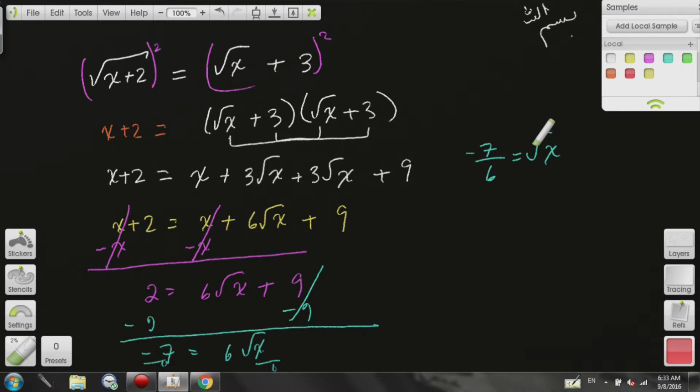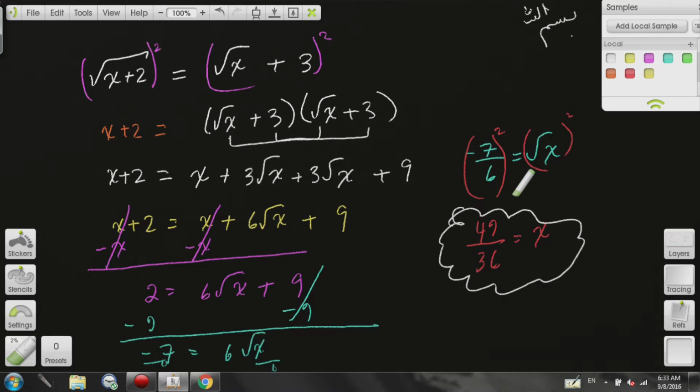Alright, now look at this. Now I have the square root here all by itself. Then I can square both sides like this. So that becomes 49 over 36 equals x. And that's how we do it. Okay, you should check these in there and then make sure you did it correctly. But that's the way we do it.